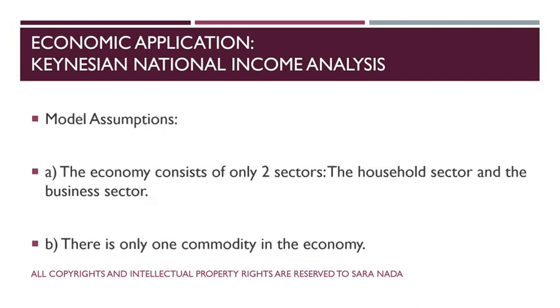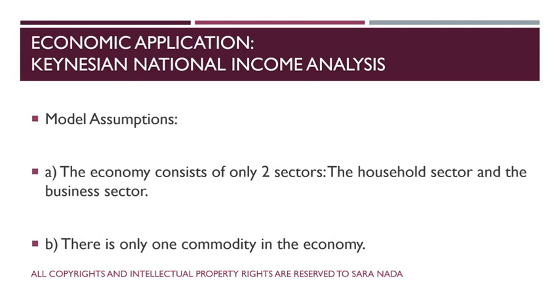After having a brief introduction to the Keynesian national income model, we will start with the model assumptions. Before going through the model, I wanted to clarify its assumptions. The first assumption is that the economy consists of only two sectors, the household sector and the business sector. Households are the sector which consumes, while the business sector invests. So we have only two sectors.